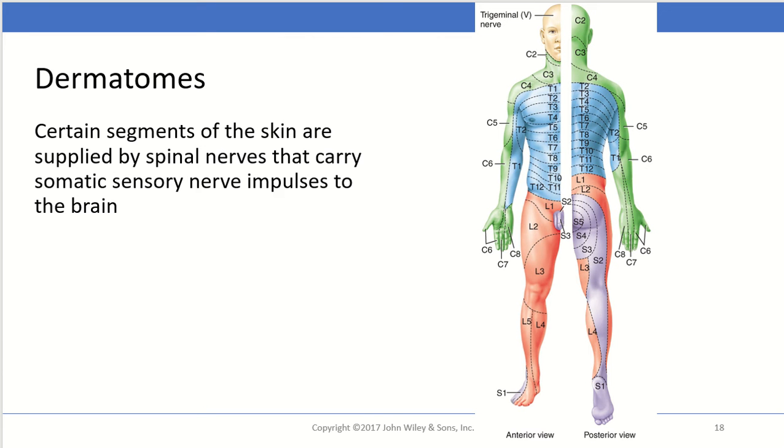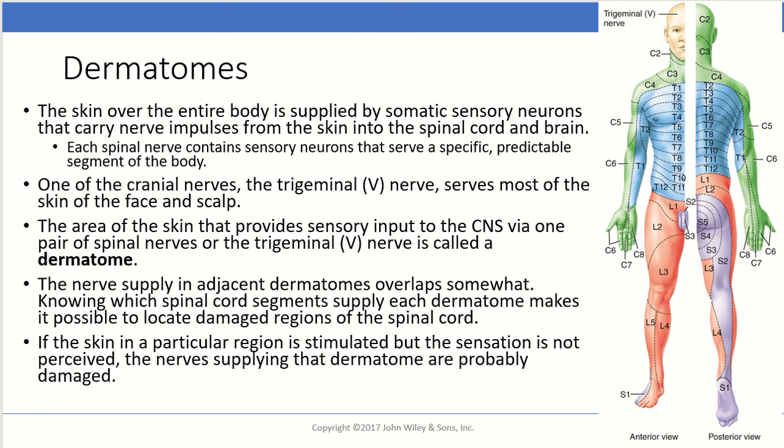So that brings us then to dermatomes. These are certain segments of skin that are going to be supplied by spinal nerves that carry somatic sensory nerve impulses to the brain. The skin over the entire body is going to be supplied by somatic sensory neurons, and these are going to carry nerve impulses from the skin into the spinal cord and the brain. So each spinal nerve is going to contain sensory neurons that serve a specific and predictable segment of the body.